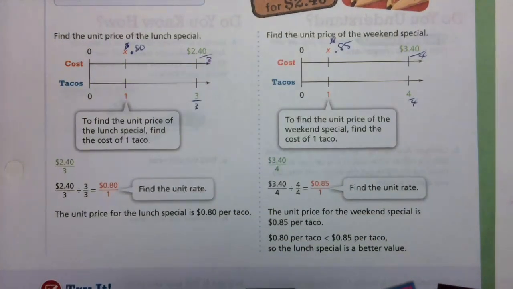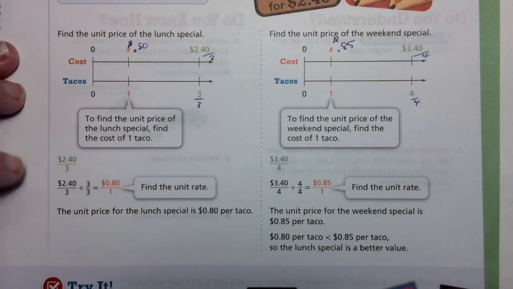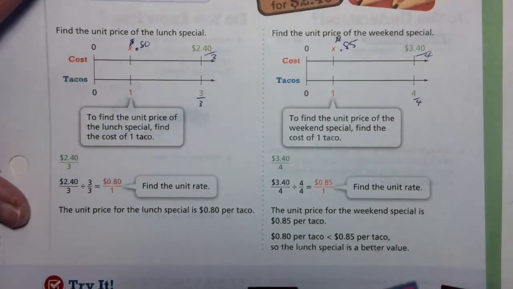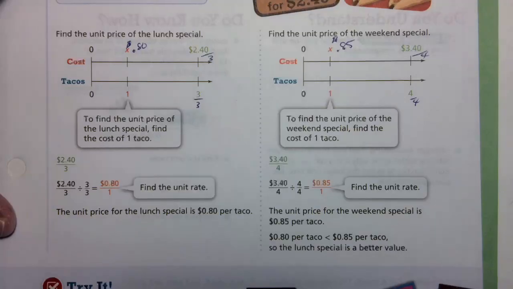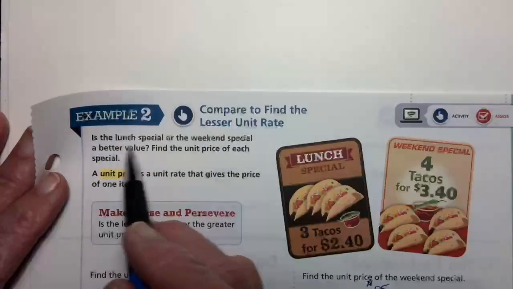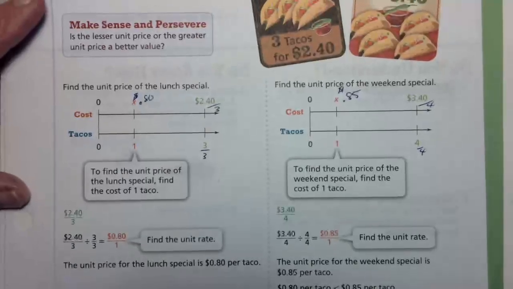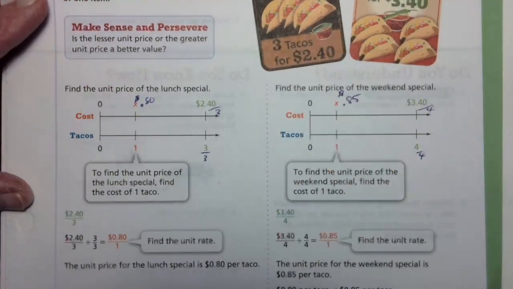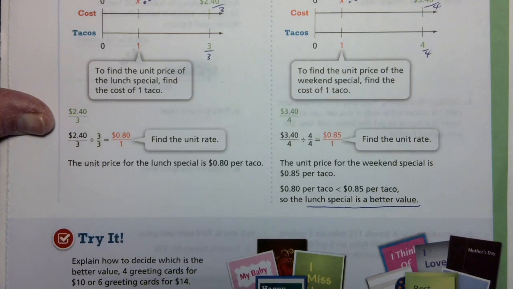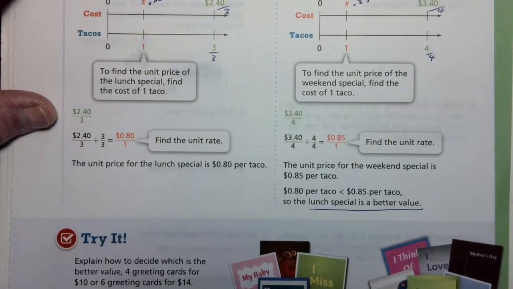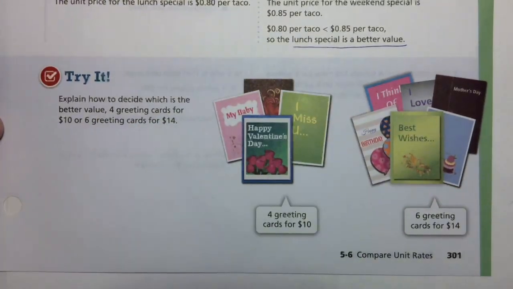Okay, so let's see, what was the question? Find the unit price of each special. We did that. All right, let's go down here to the try. Did it ask us what was the better value? Oh, it did, right up here. Lunch or weekend is the better value. Well, the 4 tacos cost more, so the lunch was the better value, and it said so right here. The 80-cent tacos are cheaper than the 85-cent tacos.